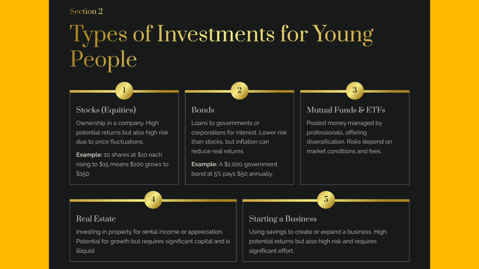2.2 Bonds. Definition: bonds are loans you give to governments or corporations in exchange for interest over a fixed period. Benefits: lower risk than stocks, predictable interest income. Risks: inflation can reduce real returns, risk of default exists. Example: a $1,000 government bond at 5% interest pays $50 annually until maturity.